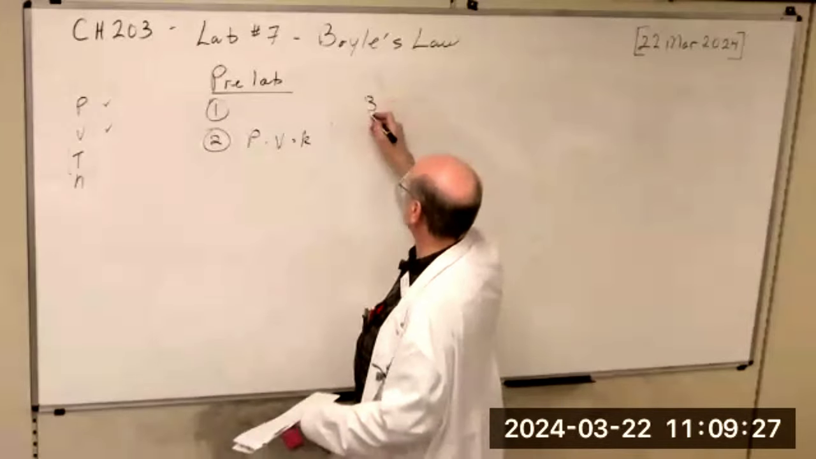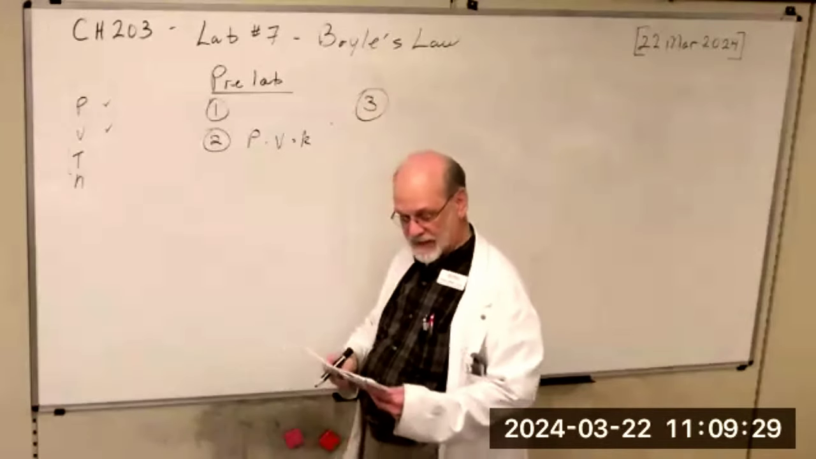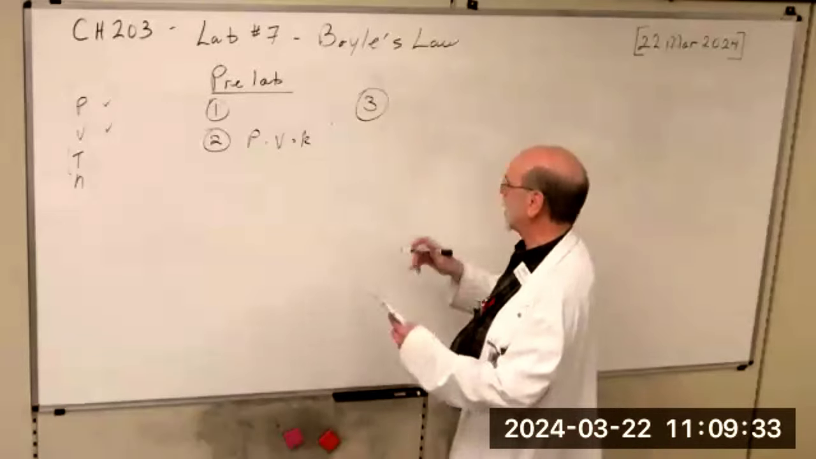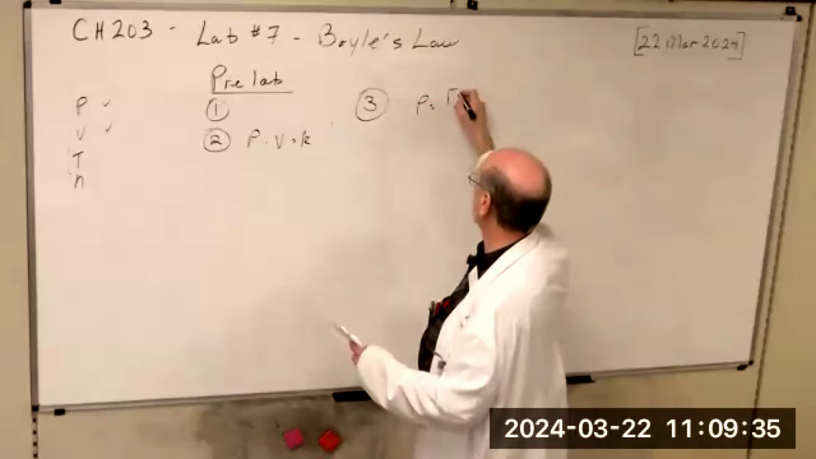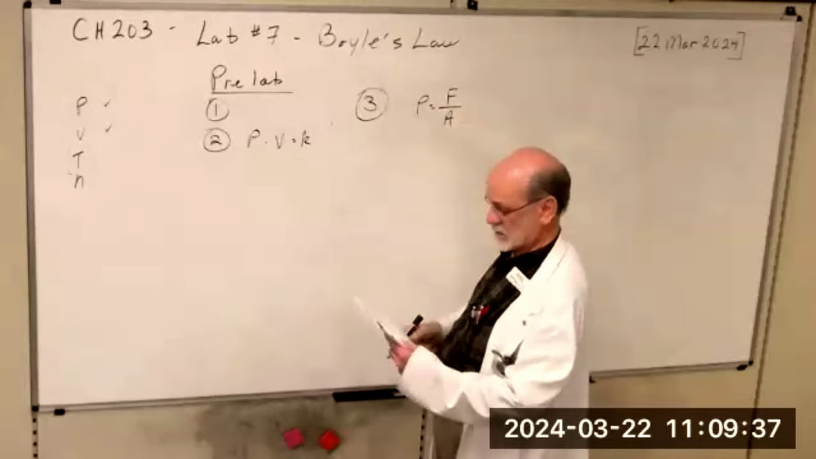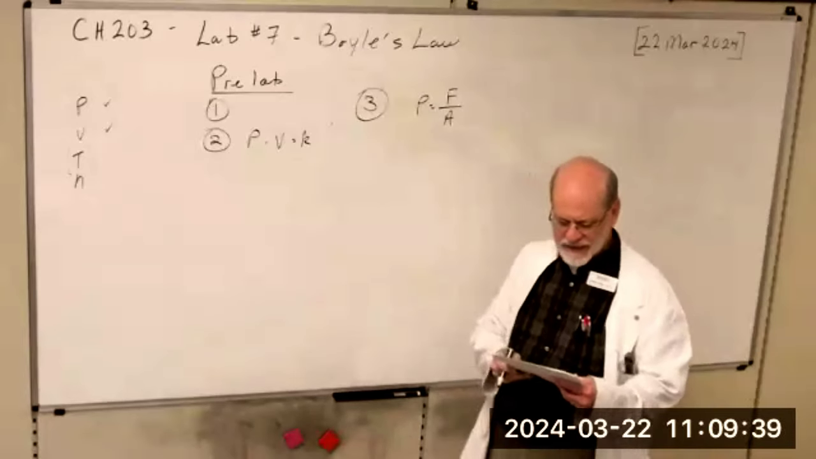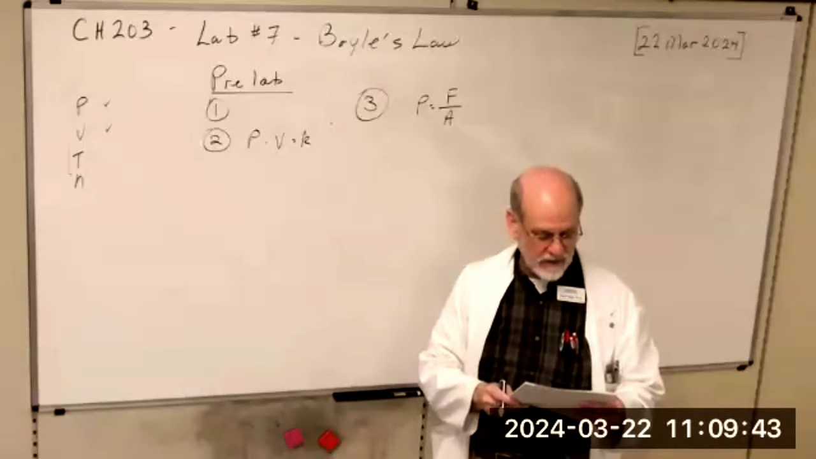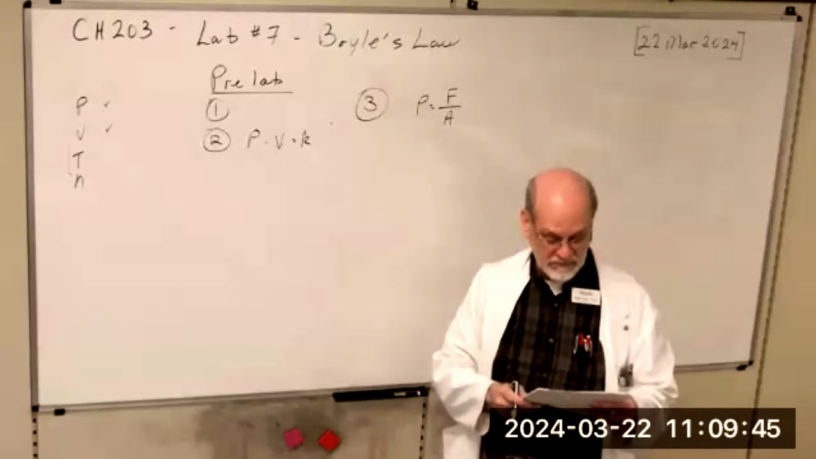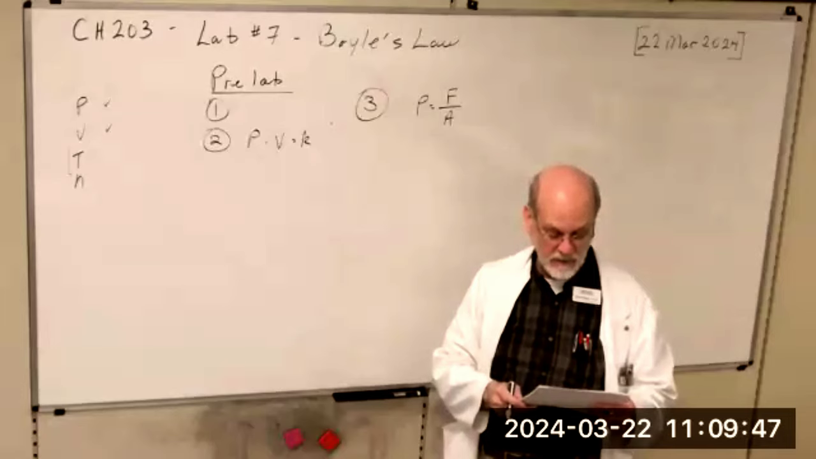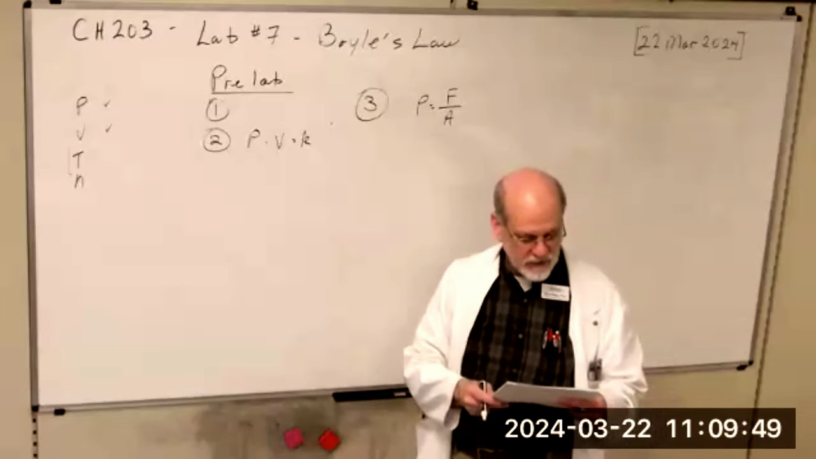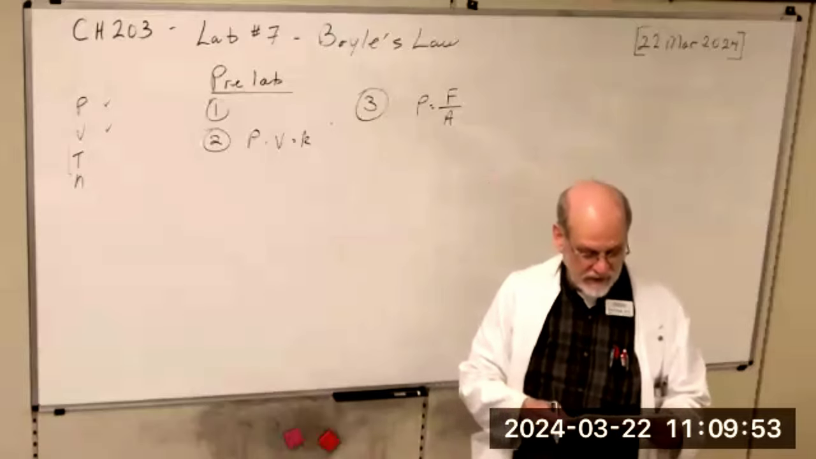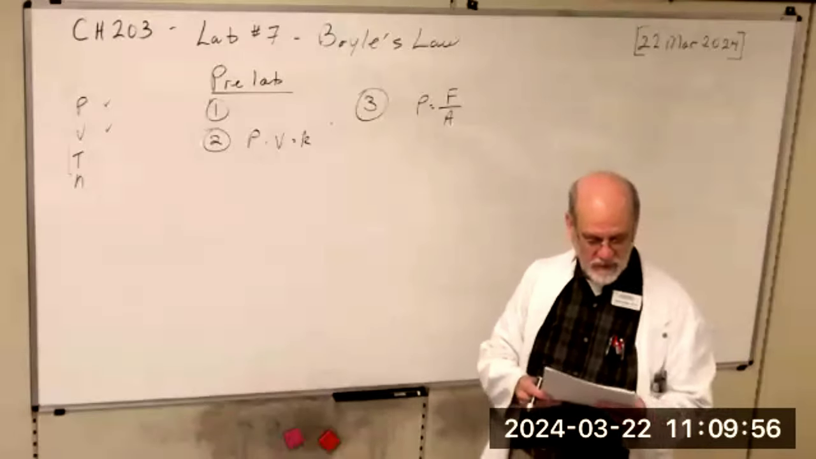Okay, how about 3? Pressure is defined in physics as force divided by area. Pressure equals force divided by area. According to the kinetic molecular theory, the particles in a gas are constantly moving and colliding with the walls of their container. Yeah, I'll agree with that. The pressure of the gas is related to the total force exerted by the individual collisions. Use the kinetic theory to explain the results of Boyle's law.